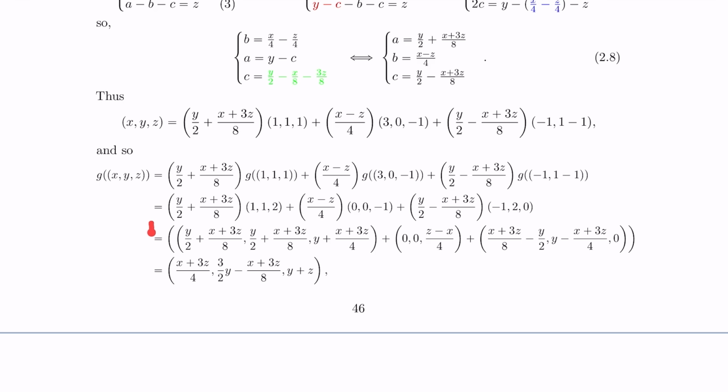Notice that once we fix x, y, and z, these three expressions are simply real numbers. If you perform the computations that I have written here, you find out that the final expression of the action of G over the generic element of R3 is this one.